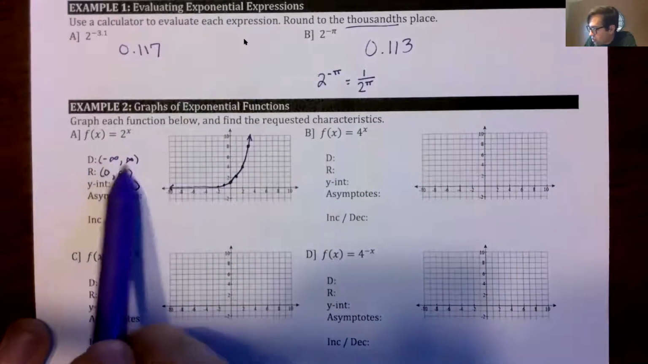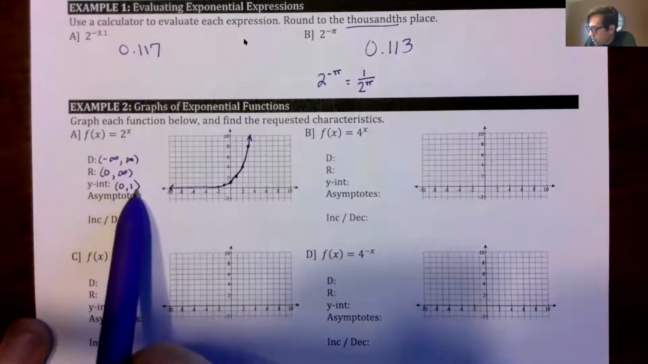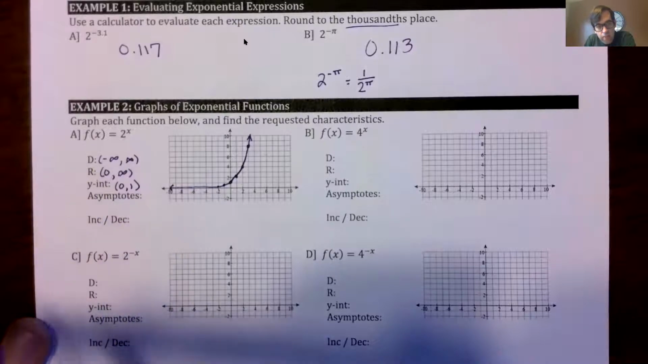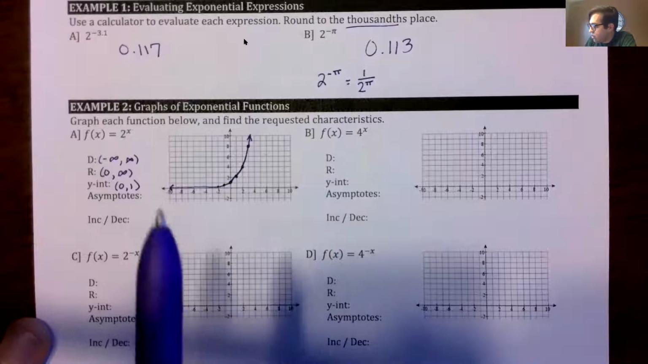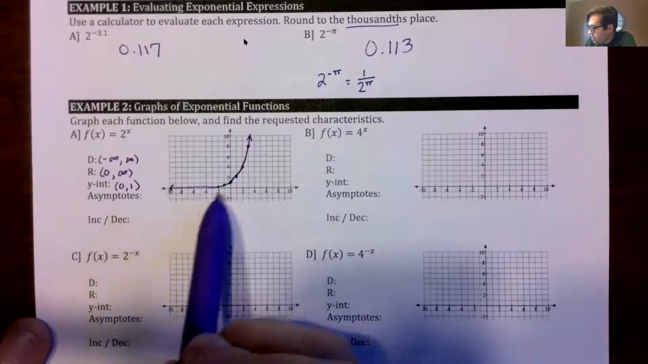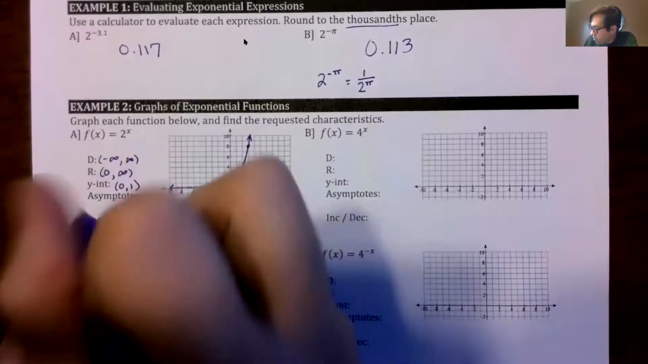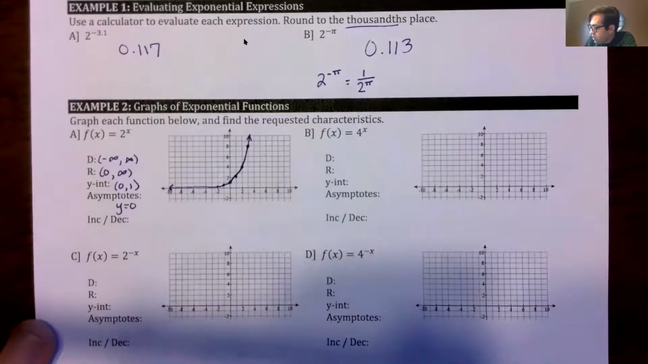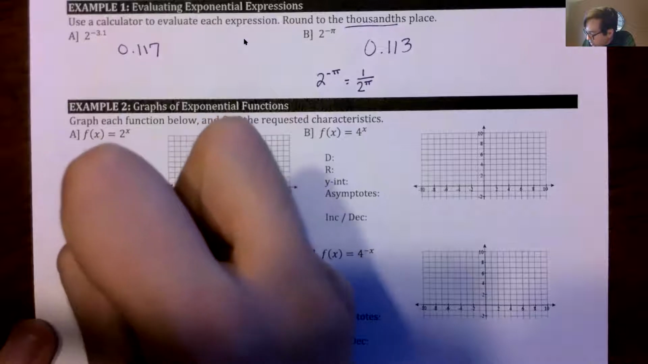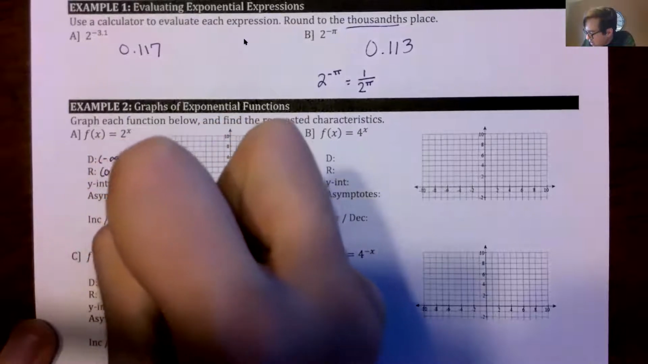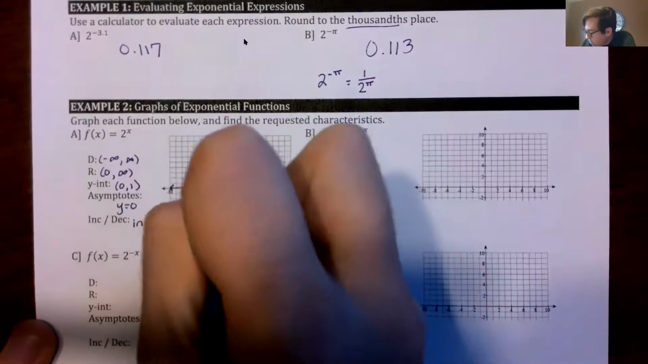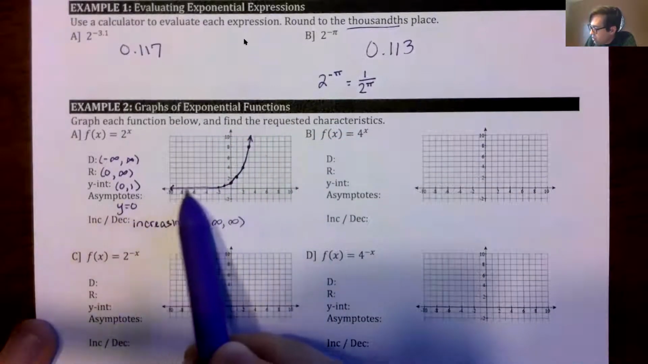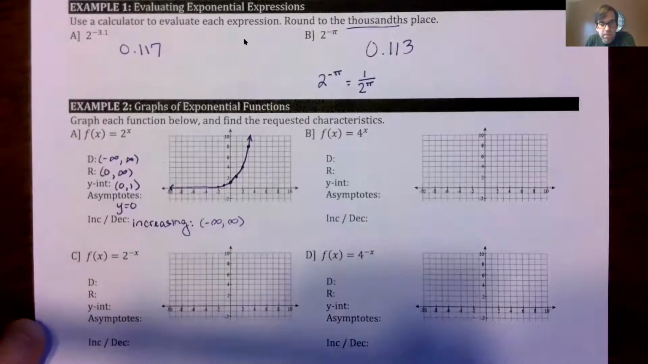These first two parentheses are intervals. This one is an ordered pair, so don't be confused by the notation that looks similar. We do have an asymptote, as I already said. We've got that horizontal asymptote right there at y = 0. And we are increasing for the entirety of the graph, from -infinity to infinity. You can see from -infinity to infinity, this is always going up, okay?